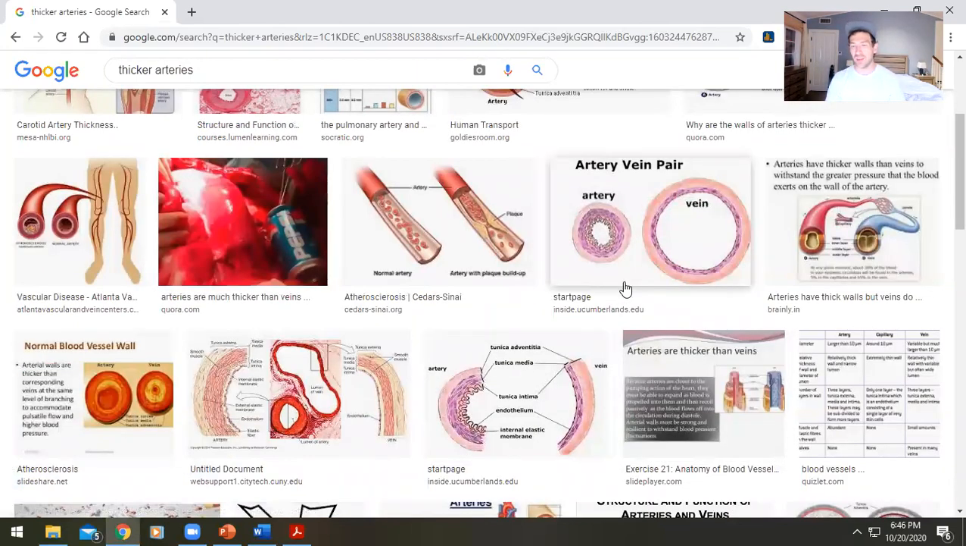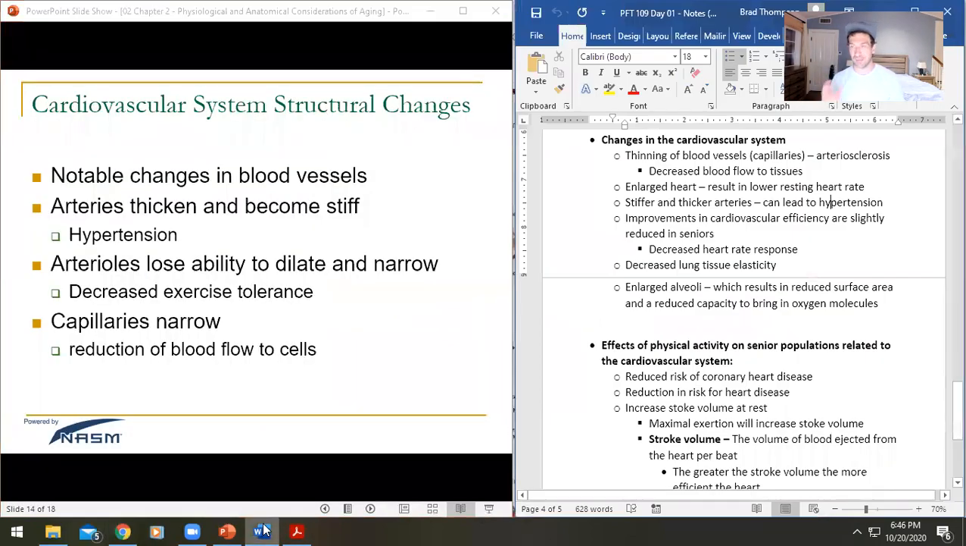I don't really like how they are describing that as thicker arteries. What they mean is hardening of the arteries. So stiffer arteries. And that is obviously going to lead to hypertension problems, which is very dangerous.